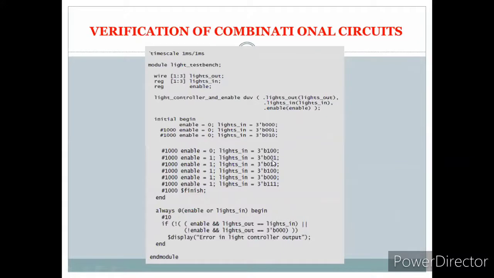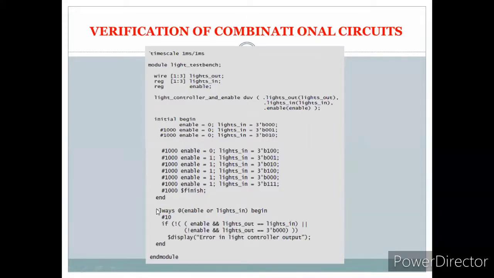So this is the actual test bench. If you observe here, all possible cases of the light inputs have been given. Actually, not all. Here the light input is 3 bits, so all 8 can be used, but here they have used only 5. After this we are just finishing it. So these are the initial values for the enable.